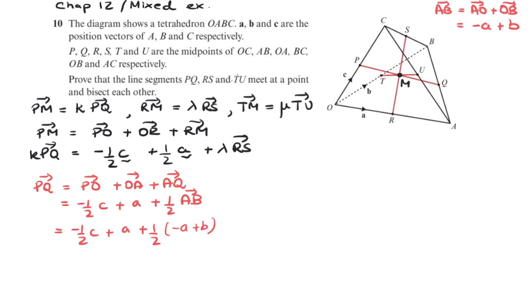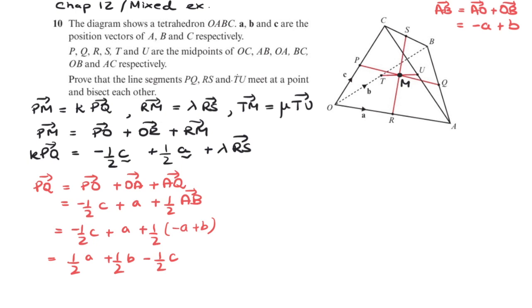So that will be equal to minus half C plus A plus half of minus A plus B. If I expand and tidy this up, I would end up with half of A plus half of B minus half of C. I can see a common factor of half, but I'll leave it there for now, because I would soon have to compare the scale factors. So PQ is done.